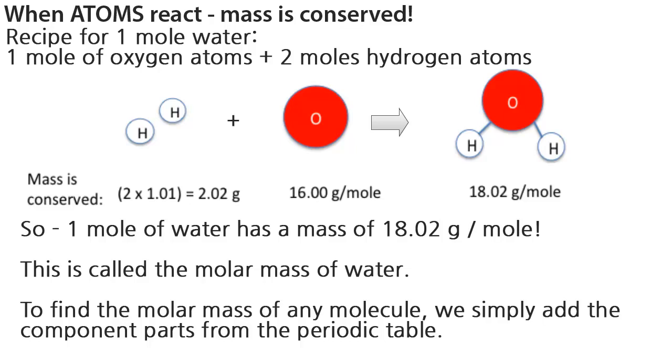1.01, is the mass from the periodic table. We're going to add that to 1 mole of oxygen's mass. This is 16 grams per mole from the periodic table. We sum it up, or add it, we find that a mole of water should equal 18.02 grams per mole. So 1 mole of water has a molar mass of 18.02 grams per mole. This is referred to as the molar mass of water. And for any molecular substance, you can arrive at the molar mass by a similar calculation. You simply have to add up the component parts from the periodic table that build that molecule.